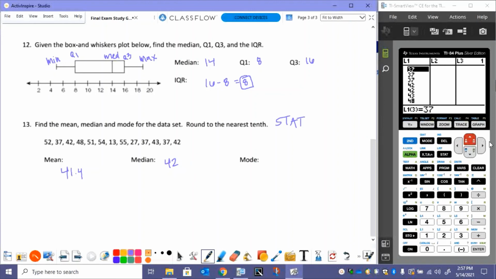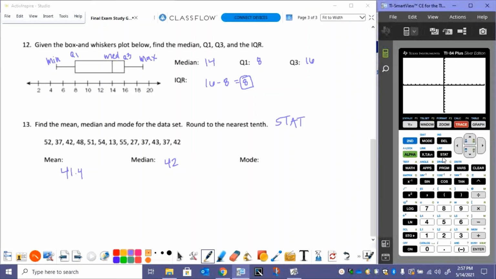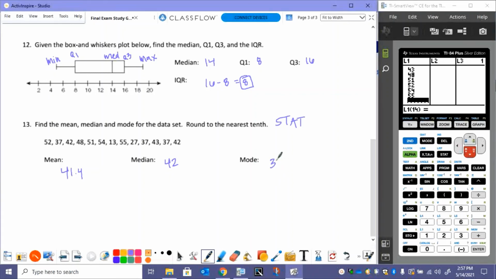And then mode, so our number that occurs the most. And that's why putting this in order helps so much, because you can get a visual and look. So we have three 37s. If we don't have three of anything else, then that should be it. Yep, so our mode is going to be 37.